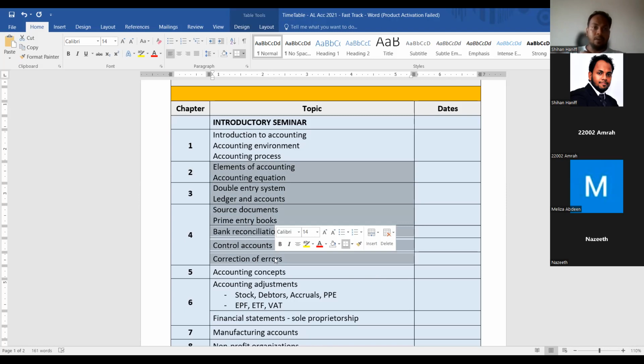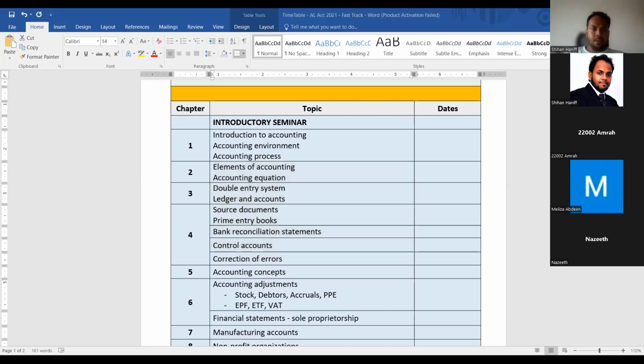So I assume that you all have the basic knowledge, just the basic knowledge on preparation of financial statements that you do if you have done O levels, business studies and accounting: the income statement and statement of financial position, and also bank reconciliation, control accounts, correction of errors. So we will start with the introduction to accounting equation.